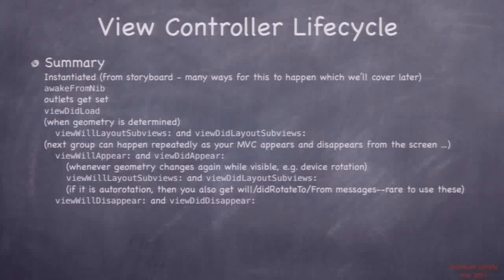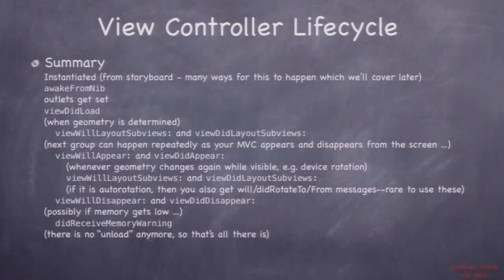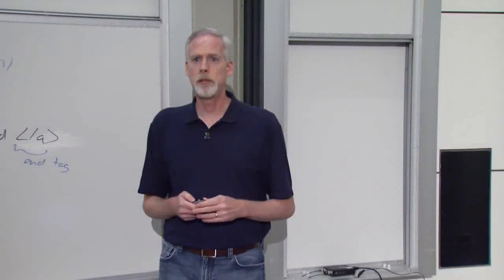Then if the geometry changes again while it's visible, viewWillLayoutSubviews and viewDidLayoutSubviews will get called again. If there's auto rotation, you also get those auto rotation things, but don't worry about those because you're usually doing what you want to do in viewDidLayoutSubviews. Then when your view controller goes off screen, it'll get viewWillDisappear. If you have a low memory thing at any time going on there, you'll get that. That could be while you're visible or not. And that's it. That's the view controller lifecycle from start to finish.